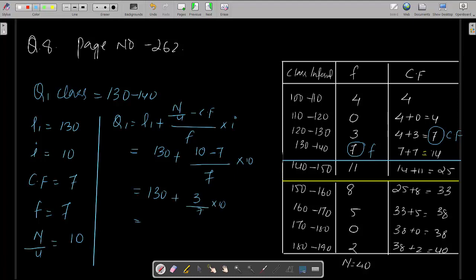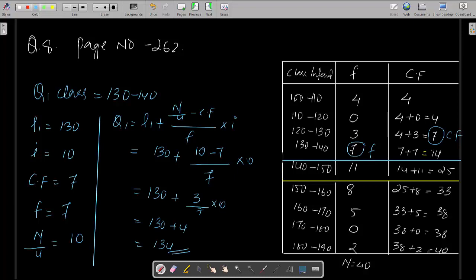So it will be, if you multiply this 3, 10, 30, 30 by 7, it will be 130 plus 4 point something. Okay, so it's less than 5, so let's take it 4 only. So it will be 130 plus 4 is 134. So this is our Q1 value. Okay, first quartile, that is 25% of it. Here it is 134.